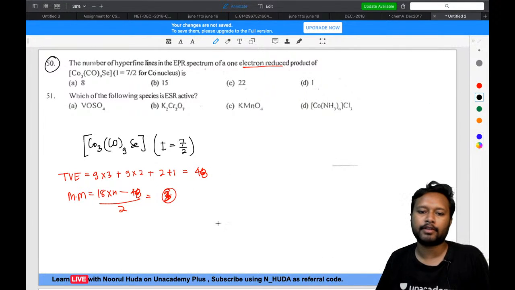Draw the structure of this. The structure will be like this, with CO attached to CO like this. Then you will have all the carbonyl groups on the cobalts, and this selenide will be present as a bridging ligand over here.